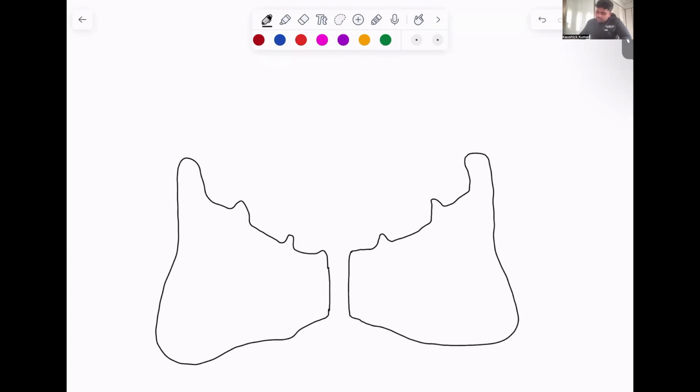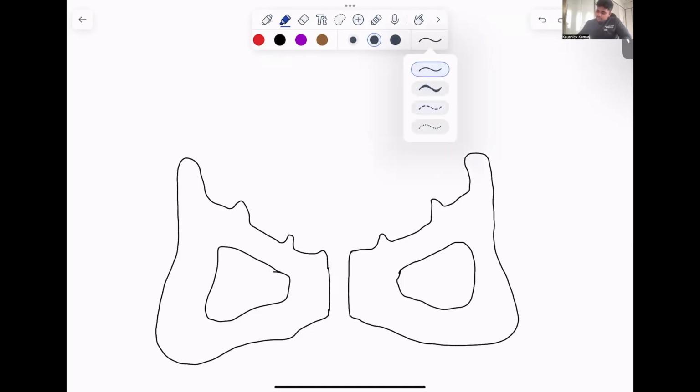So this is the rough diagram, and I'll complete the pelvic bone on both sides. In between the pelvic bone, we have pubic symphysis.